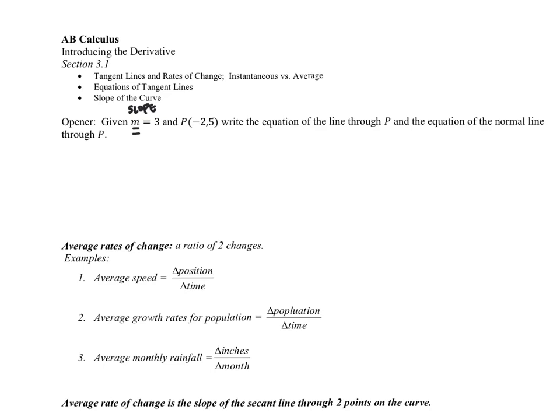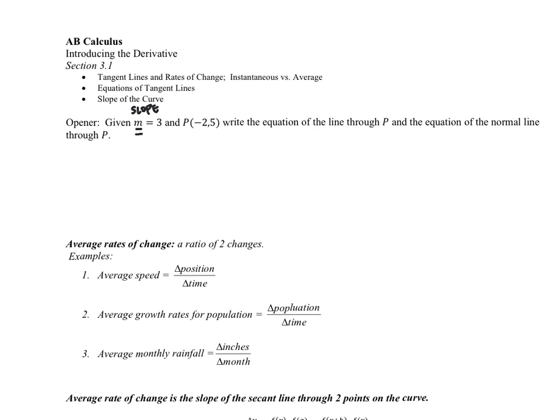Okay, so p must be a point on a curve of some sort. So let's say p is on this curve f of x. Let's say that this is p. Okay, so this is the point p. So the tangent line has a slope of 3 and goes through the point negative 2 comma 5.